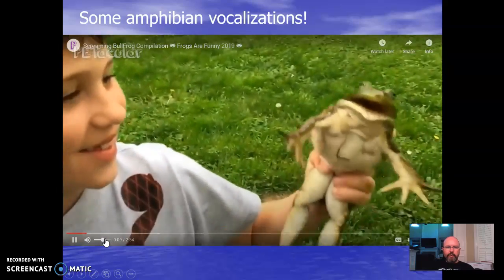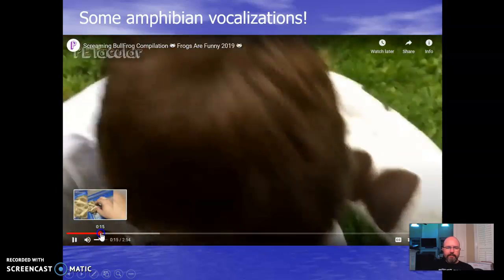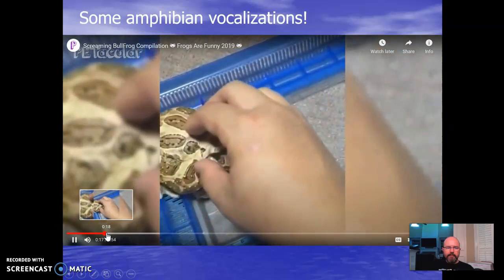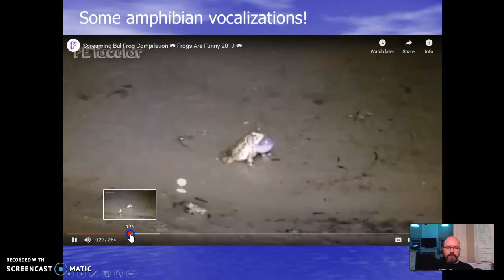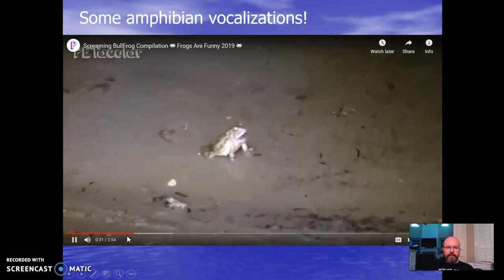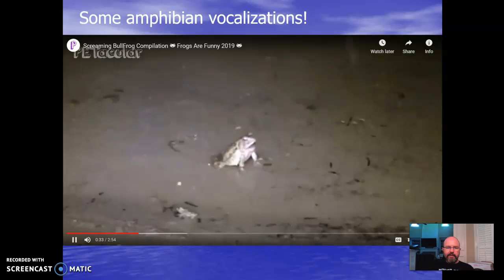It's a nice toad crying out. You can see the vocal sac extended on this guy.